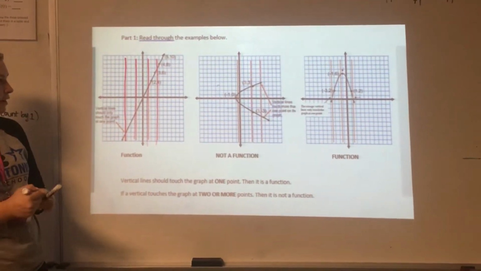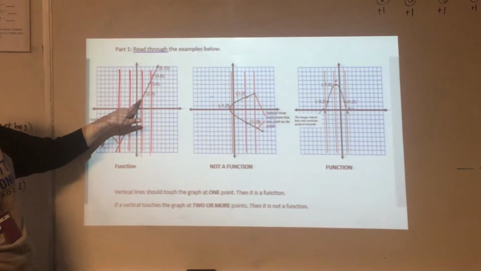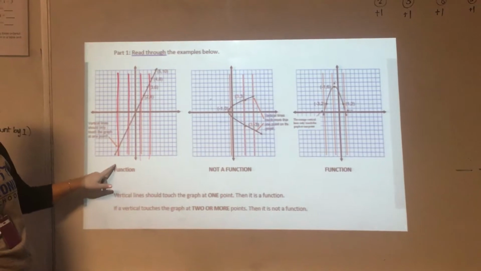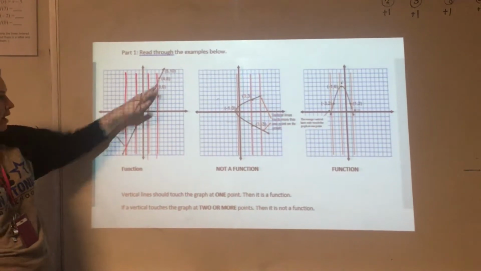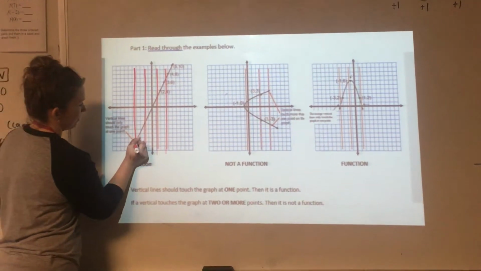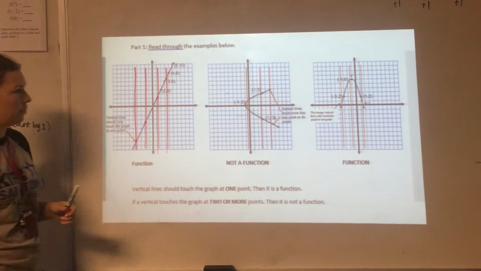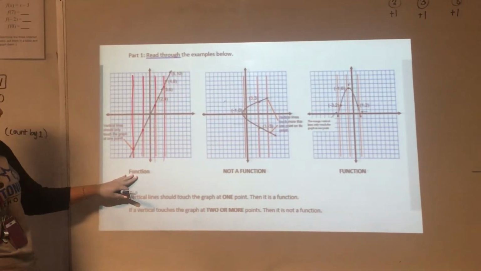To figure out if it's a function, each vertical line should only touch my graph once. And I see on this one, that is true because mine's a straight line. It doesn't loop back or anything. So each time my vertical line crosses my line, it crosses at one point. So my first graph is a function.